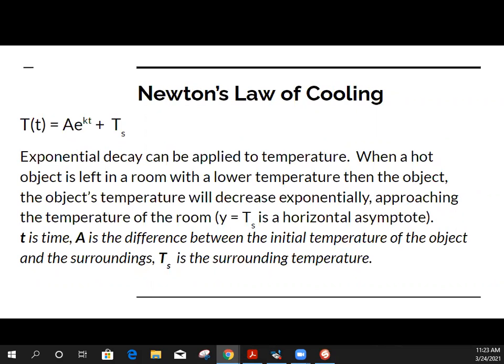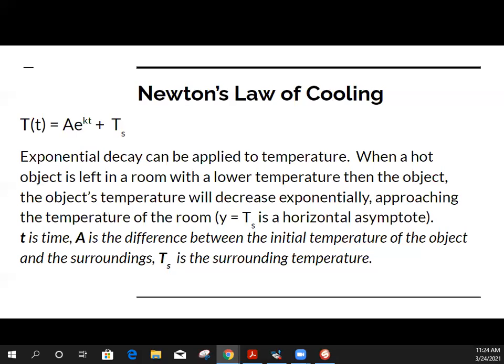So what does that mean? Right now I just wrote down T of t is equal to A times e to the kt power plus T sub s. Before I even explain what these letters mean, let's talk about what Newton's law of cooling is. Let's say I brought in a hot soup right before the beginning of this period. I came in with a nice big bowl of hot soup. I don't know the temperature of the soup, but let's say it was 100 degrees. And I just place it on the desk. And in this room, let's say it's 70 degrees.